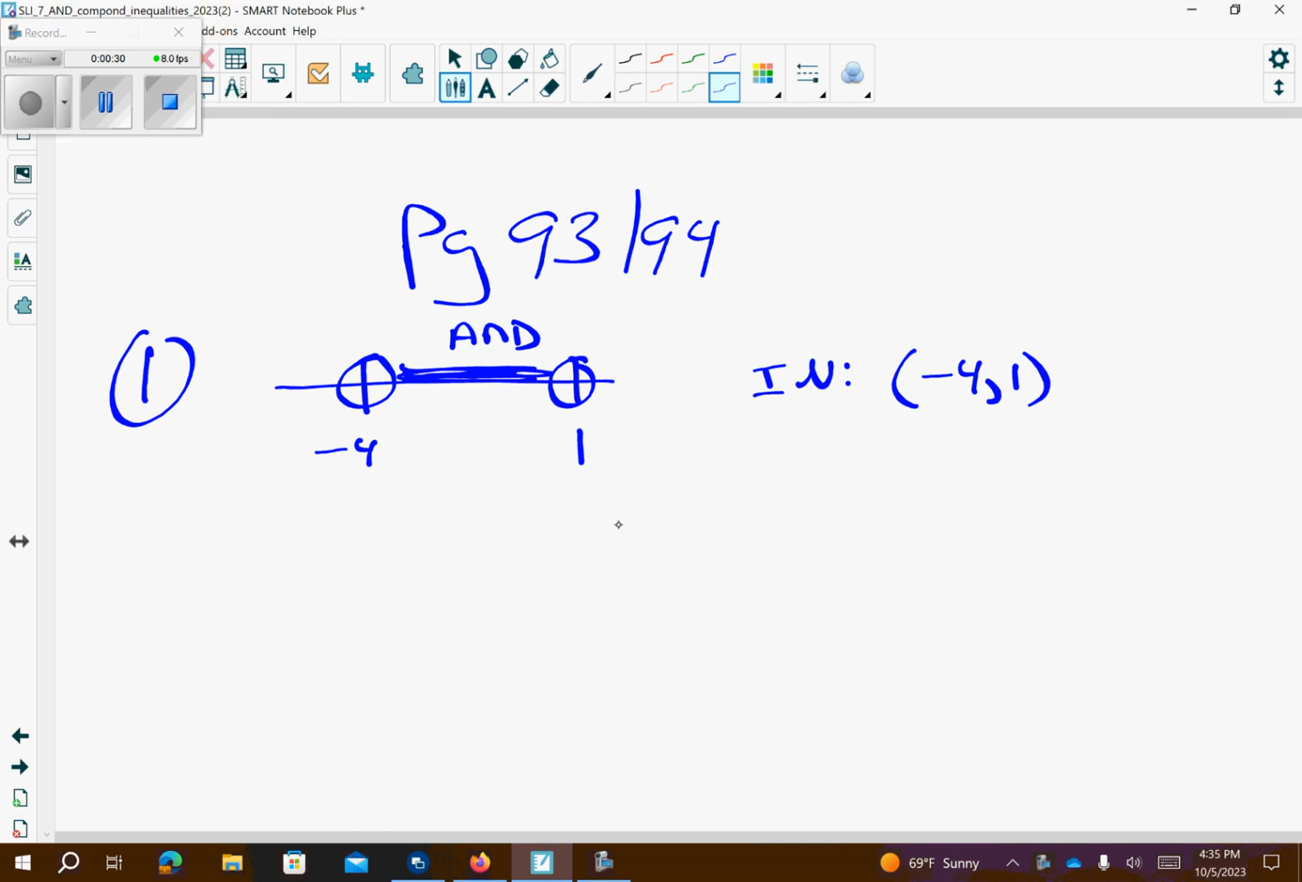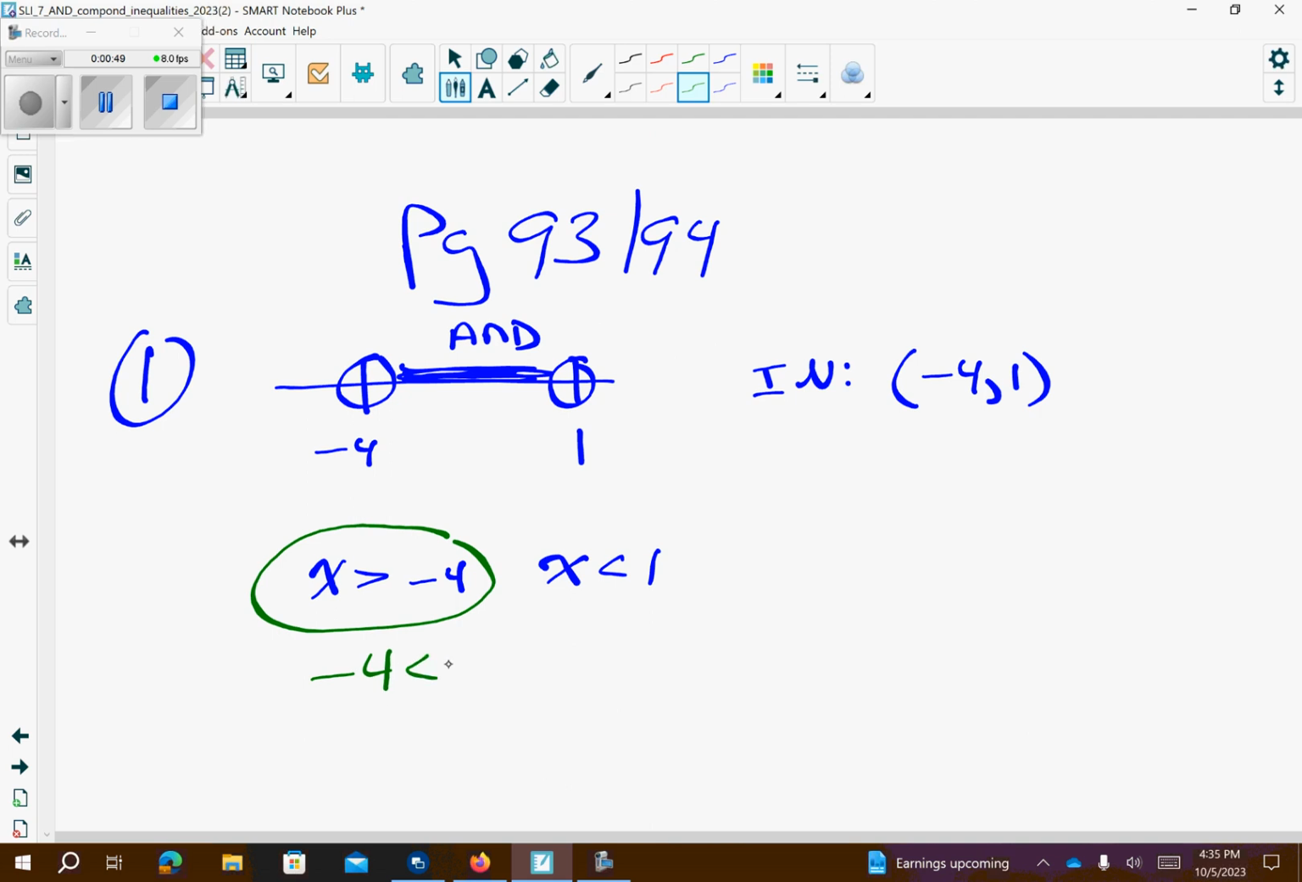But I want to make the inequalities as well. So this is going to be x is greater than -4, oops, no equal sign, and x is less than 1. Okay, because it's an AND problem, I want to put it back together. So I want to flip this over, and I want to put this together with it, so then I'm going to put less than 1. This is my inequality that goes with it.